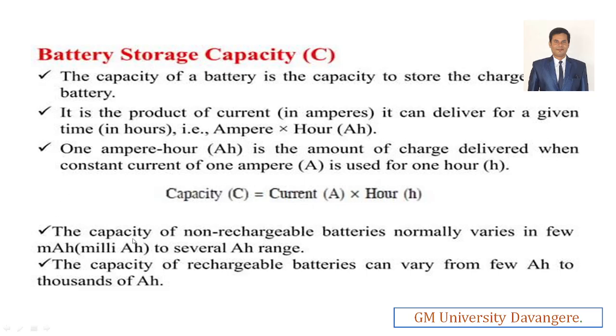The capacity of non-rechargeable batteries normally varies from a few milliampere hours to several ampere hours. So that is for non-rechargeable batteries. Apart from lithium batteries, other batteries will be identified in terms of milliampere hour to several ampere hour ranges. Right, the capacity of rechargeable batteries can vary from a few ampere hours to 1000 ampere hours.